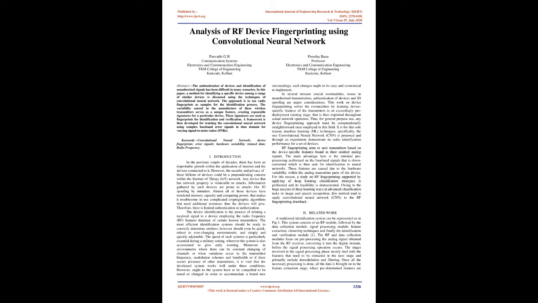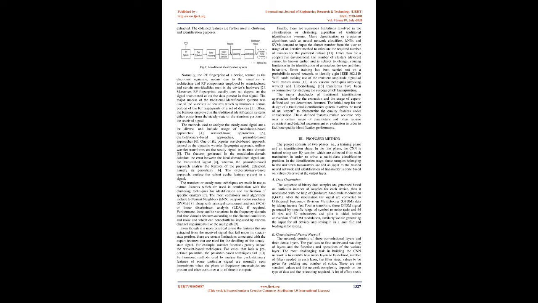2. Related work. A traditional identification system can be represented as in Fig. 1. This system consists of an RF module, followed by the data collection module, signal processing module, feature extraction, clustering techniques, and finally the identification and verification module. The RF and data collection modules focus on pre-processing the analog signal obtained from the RF receiver, converting it into the digital domain, before the signal processing operation occurs.